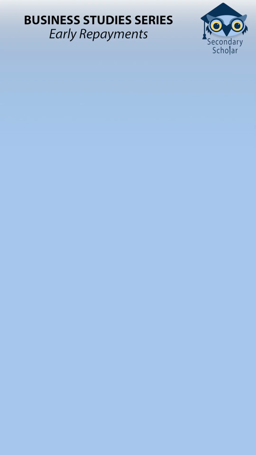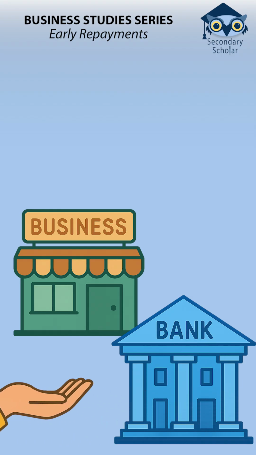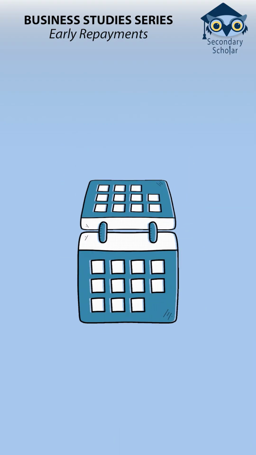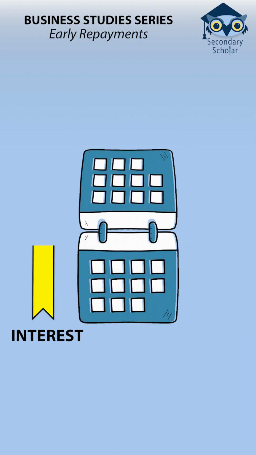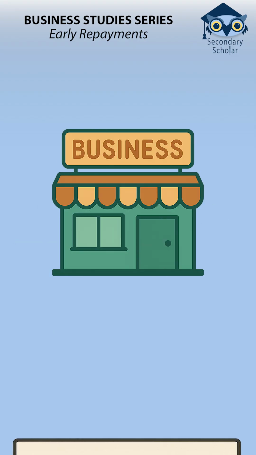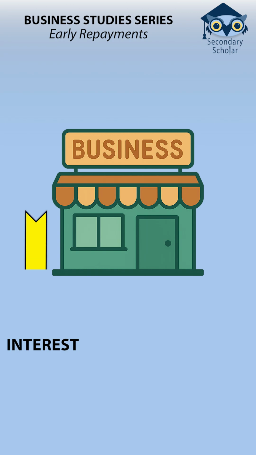Now let's think about how timing affects interest. If a business repays a loan early, there's less time for interest, especially compound interest, to build up. That means the total cost is lower. If repayment is delayed, interest keeps adding up and the cost increases. That's why businesses often try to repay loans earlier if they can, to reduce how much they spend on interest.